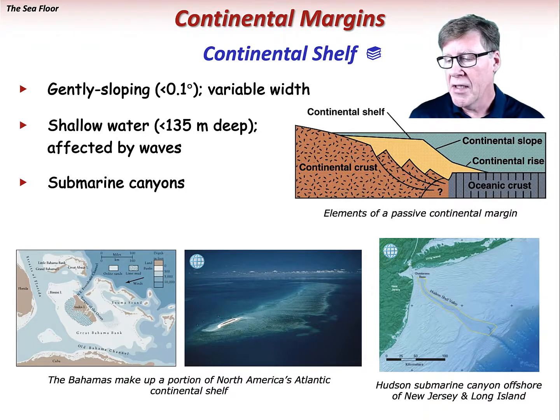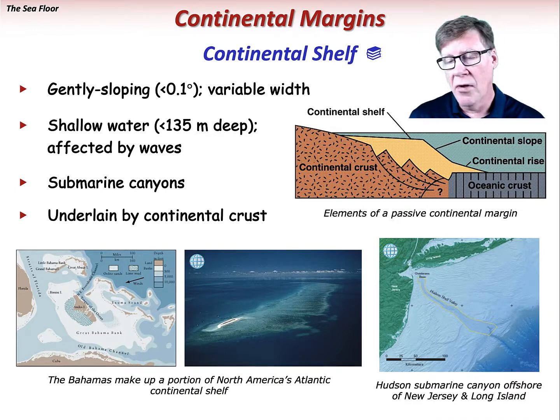Continental shelf is essentially a sedimentary debris apron deposited on the edge of a continent, and it's composed of both stream-deposited and shallow marine sedimentary material. From seismic studies, we know that it typically overlies the outer part of the continental crust.